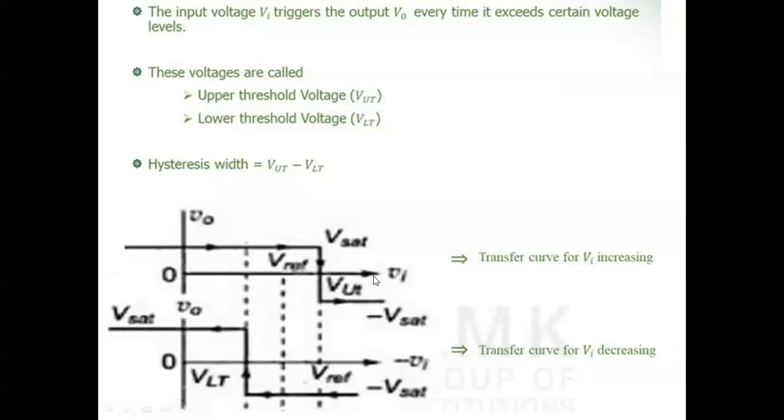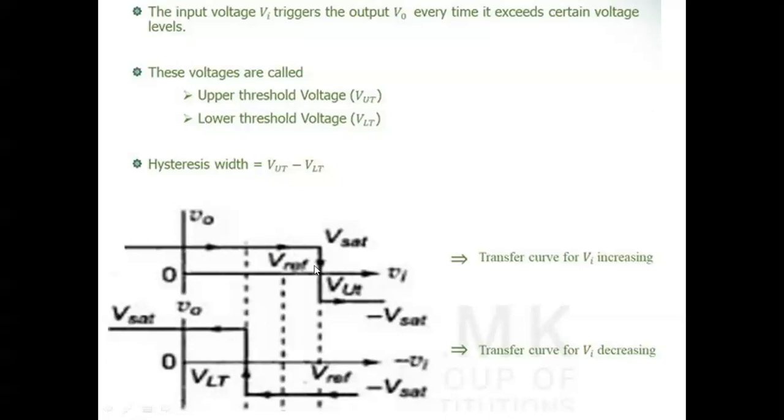Here, for example, we have taken the transfer characteristics. Va is the x-axis, V naught is the y-axis. We keep on giving the input Va. Say we have defined the upper triggering point UTP as, for example, 5 volts. When the input is greater than 5 volts, just 5.1 or 5.02 like that, that is, greater than the upper threshold point, then the output changes.